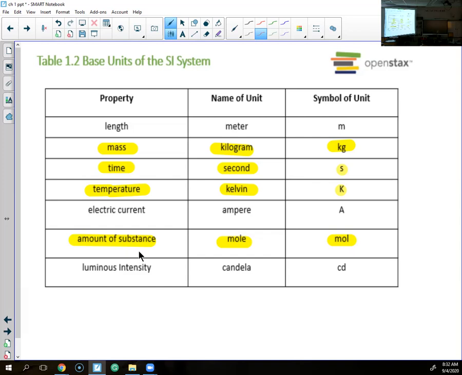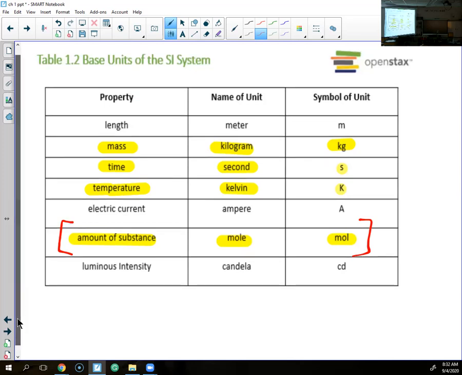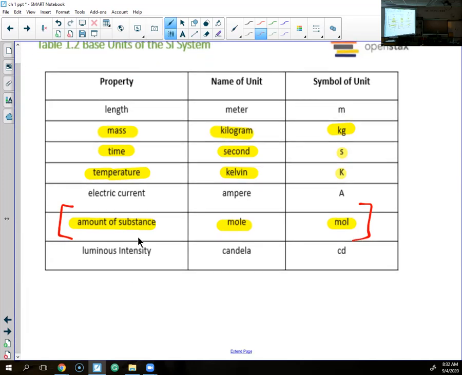And then the amount of substance, this causes a ton of grief in life. We use a term called the mole. And a mole is just simply an amount of something. Avogadro came up with the number. It's called 6.02 times 10 to the 23rd. If there are 6.02 times 10 to the 23rd things, we call it a mole.